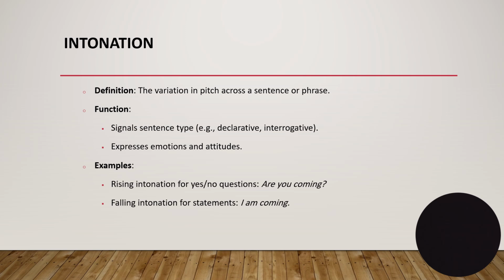Intonation. Definition: the variation in pitch across a sentence or phrase. Function: it signals sentence type, for example, declarative or interrogative. It expresses emotions and attitudes. Examples: rising intonation for yes-no questions, are you coming? Falling intonation for statements, I am coming.